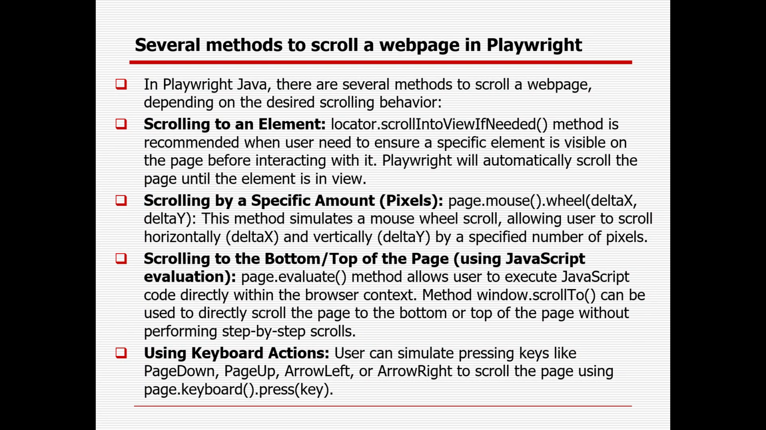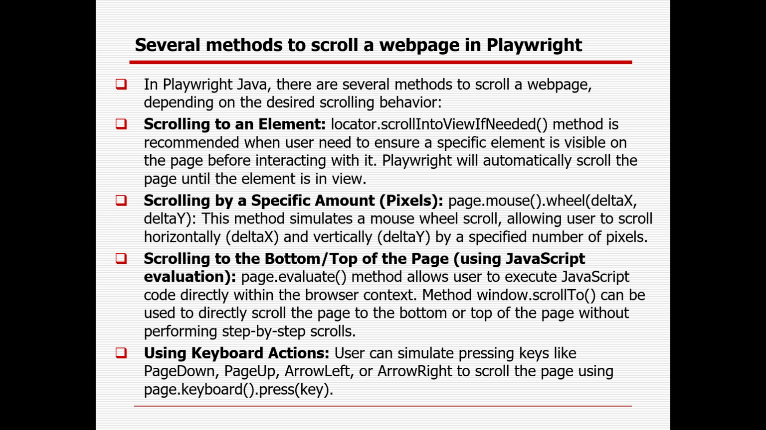The third option is scrolling to the bottom or top of the page using JavaScript evaluation. There is a method called page.evaluate, which allows the user to execute JavaScript code directly within the browser context. The window.scrollTo method can be used to directly scroll to the bottom or top of the page without performing step-by-step scrolls.